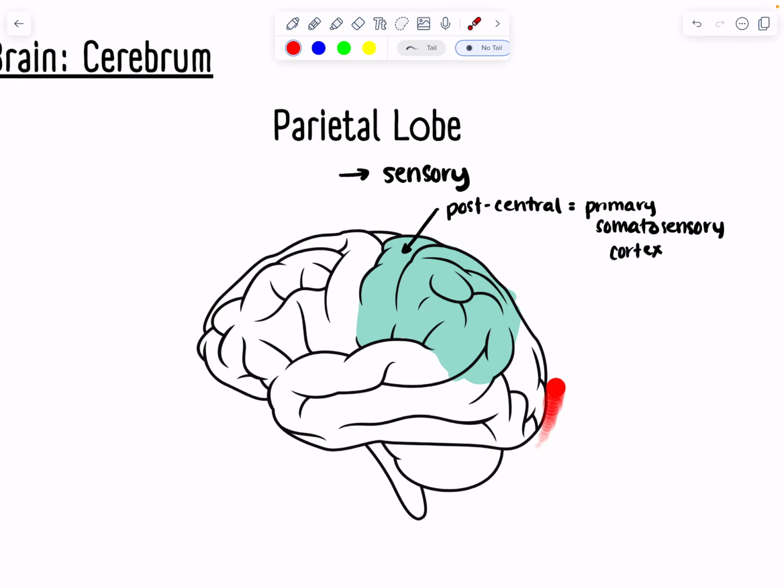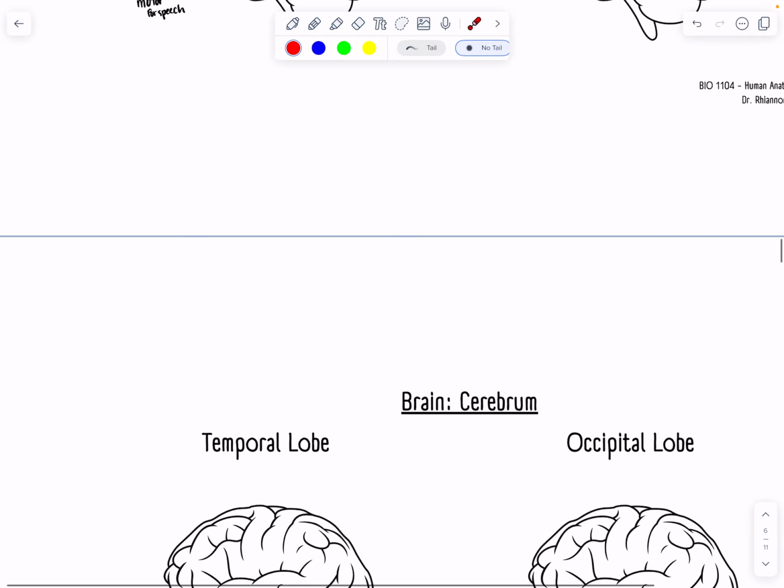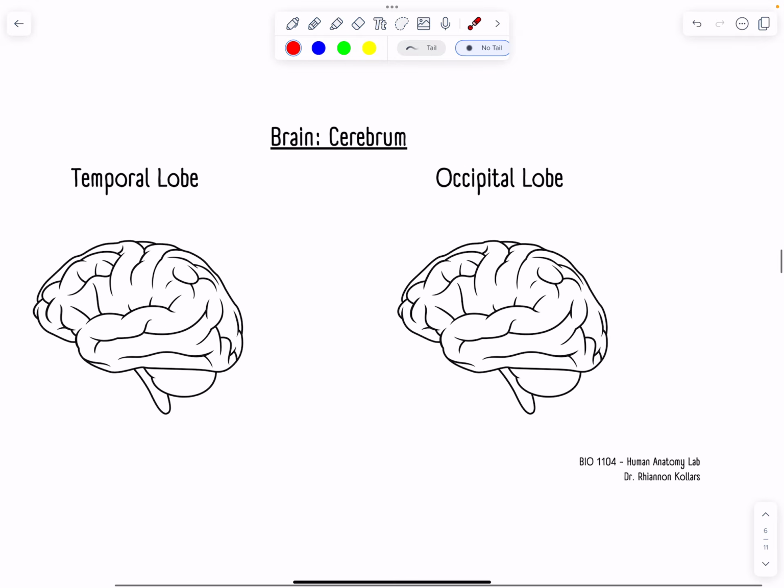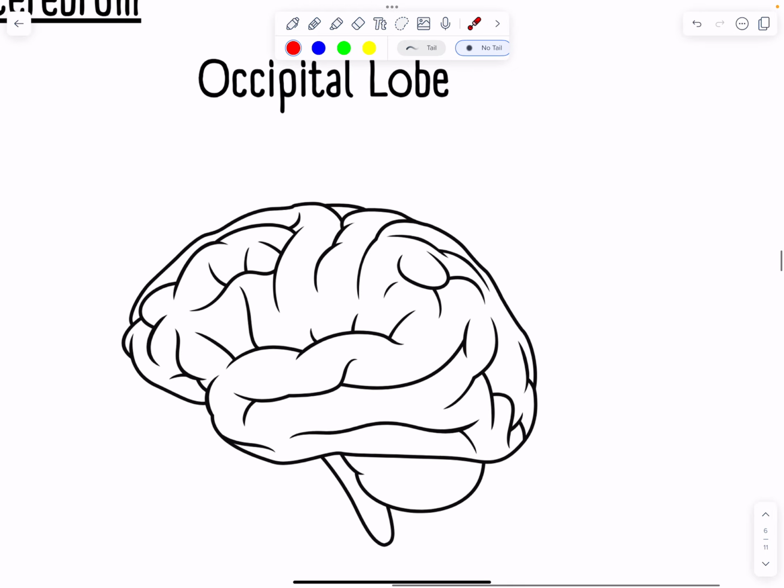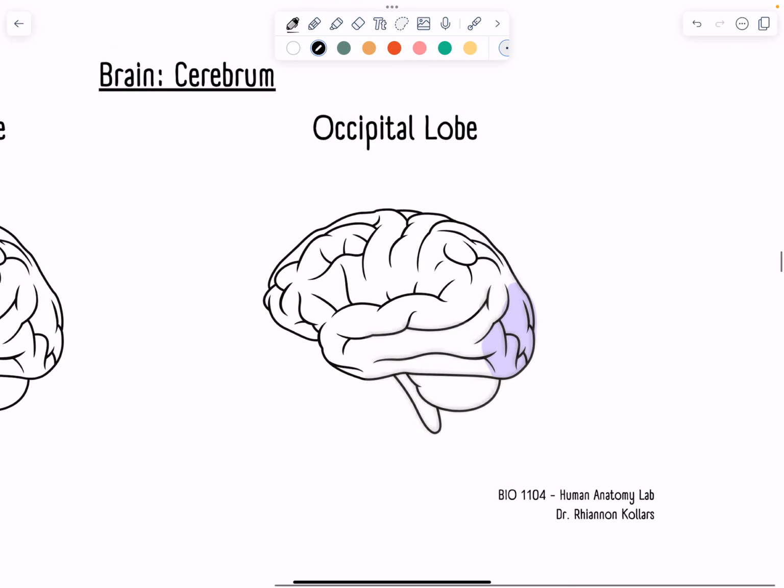Behind my parietal lobe, whoops, we're going to skip temporal for a second. We have our occipital lobe, because we're just going to keep moving on back. Let's do that in purple. Right back here, I have my occipital lobe. We dedicate an entire lobe of our brain, a whole area of our brain, to vision. So way back there in our occipital lobe, this is where we have vision. Our occipital lobe is all about vision. The primary visual cortex is found in the occipital lobe.